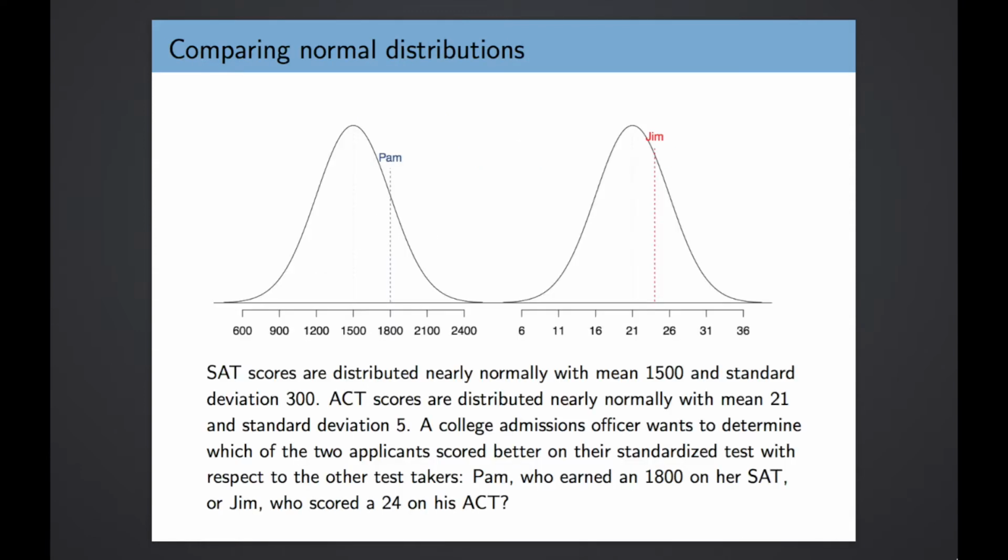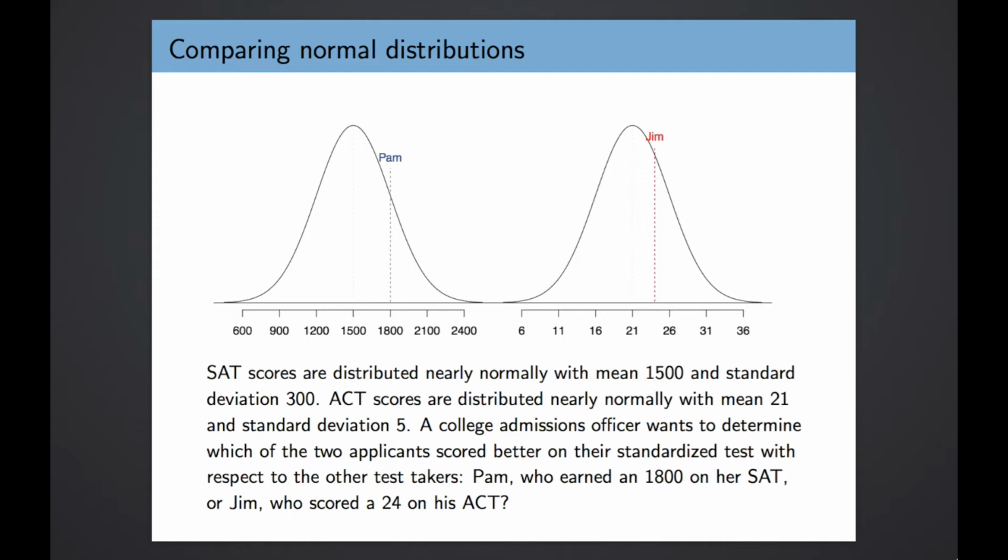One really interesting and useful thing about normal distributions is that even when those distributions have different means and standard deviations, we can compare them directly to one another. So let's motivate this discussion by talking a little bit about a particular example. Let's say that you are a college admissions officer and you're trying to compare two different students who've taken two different standardized tests. One student has taken the SAT and scored an 1800, and the other student has scored a 24 on the ACT. How can you tell which of these scores is better?